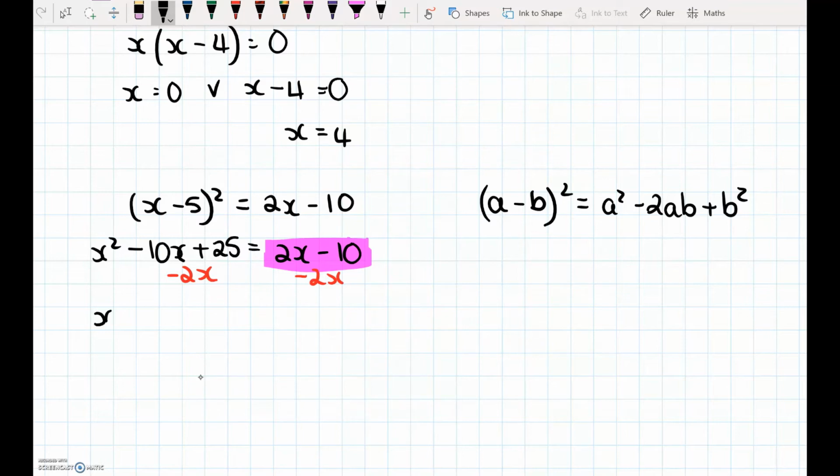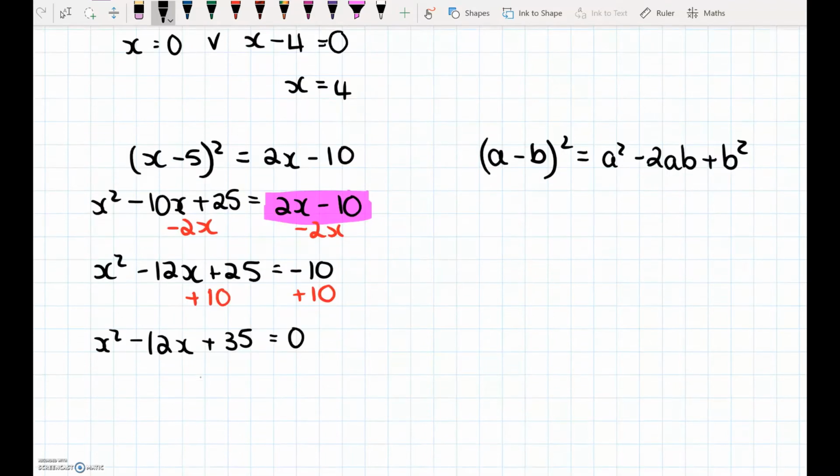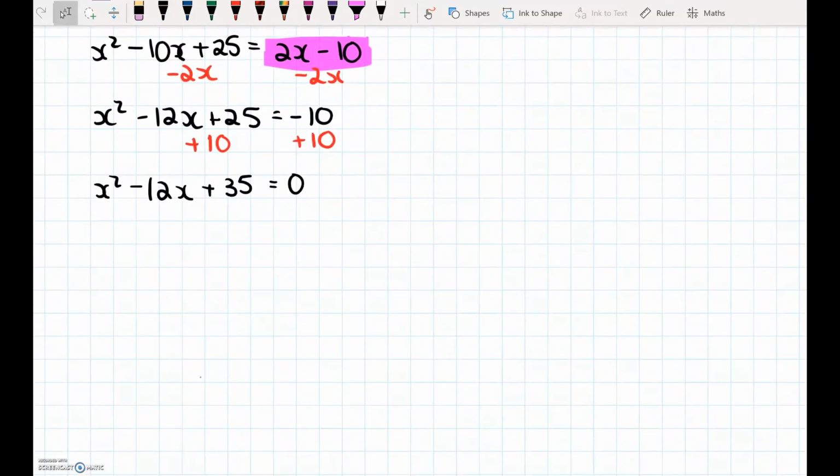Alright, so we're going to get x squared minus 12x, be careful, plus 25 is equal to minus 10. Then we want that 10 to go away, so we're going to add 10 to bring it to 0 on both sides. So we're going to have x squared minus 12x plus 35 equals 0. Okay, now at this point we can factorize.